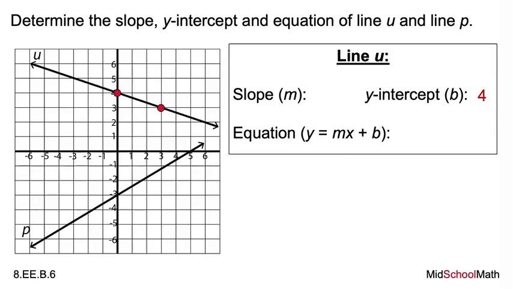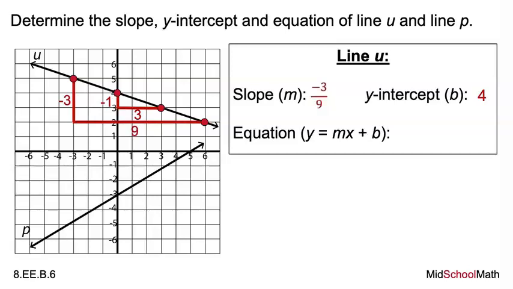The vertical distance between the points is -1 because the line is going down, and the horizontal distance between the points is 3. The slope is -1/3. We can verify this by picking any other 2 points on the line. From these 2 points, you can see that the vertical change is -3 and the horizontal change is 9.